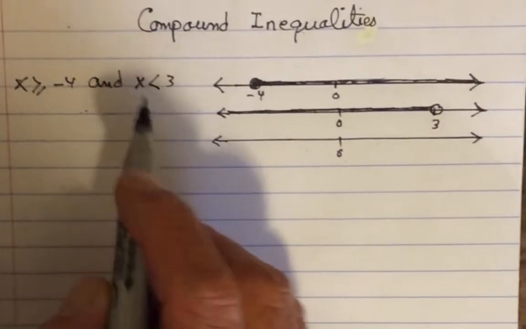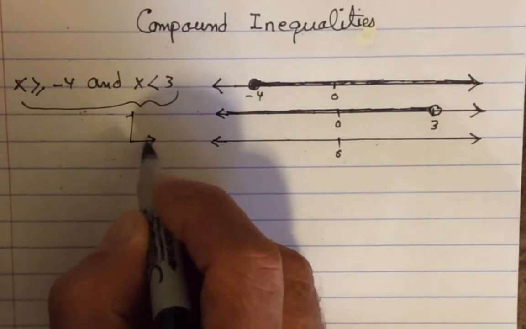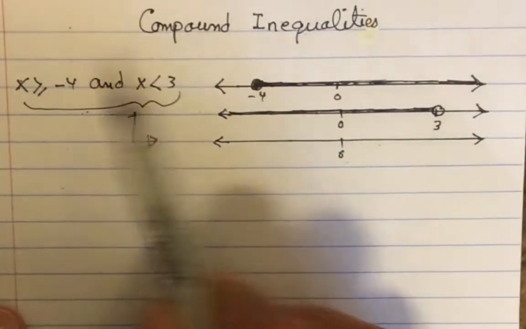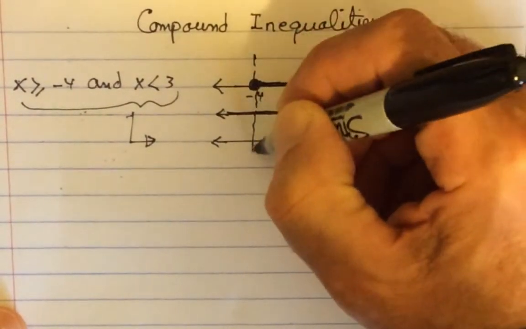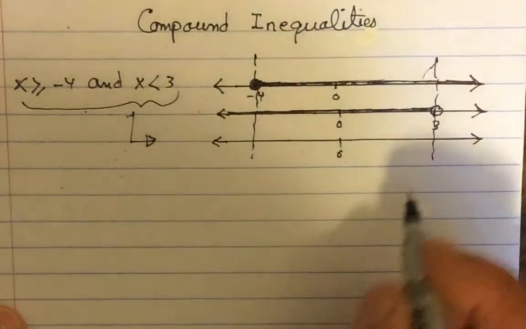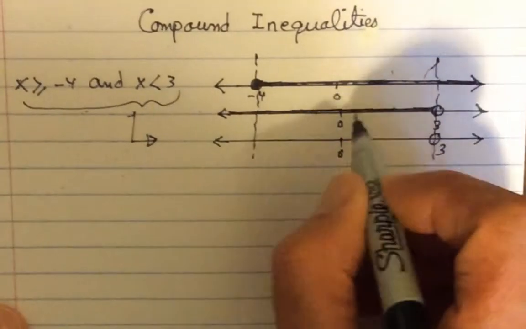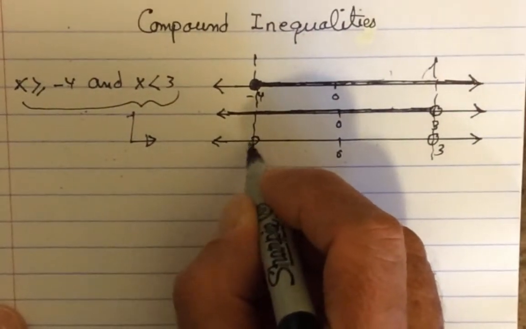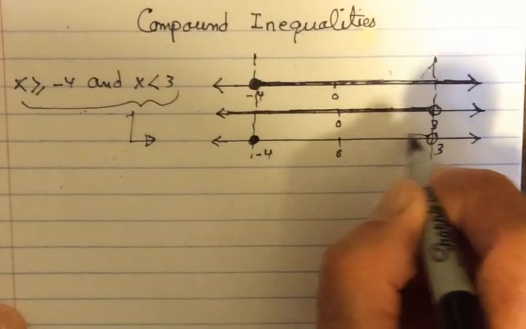Now we're looking for the solution of the two inequalities together, the compound inequality. So now we're looking for the numbers which satisfy both of them, the common numbers in both inequalities. Over here it's 3 and it's open. All this is in both of them. So we go all the way to -4, and -4 is included. So now this is the solution.